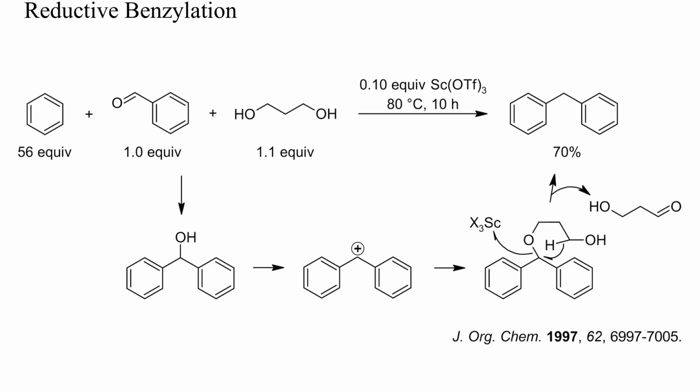When arenes are alkylated with aldehydes or ketones, benzylic alcohols are formed. With acids, these alcohols form carbocations, which can be reduced to alkanes with triethylsilane, cyanoborohydride, catalytic hydrogenation, and sometimes even with alcohols. Here, 1,3-propane diol was used as reducing agent, and it is assumed that this reduction proceeded by an intramolecular hydride transfer.